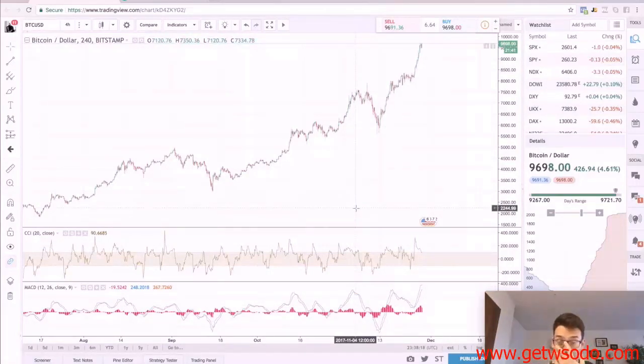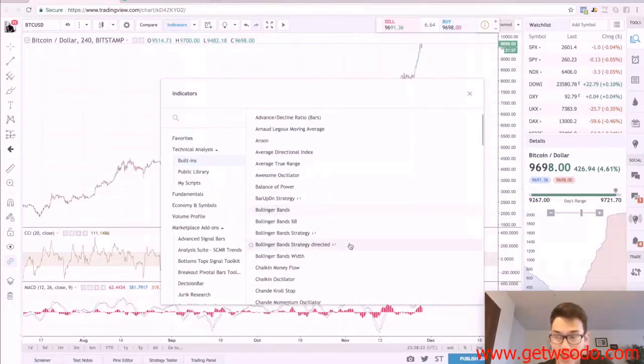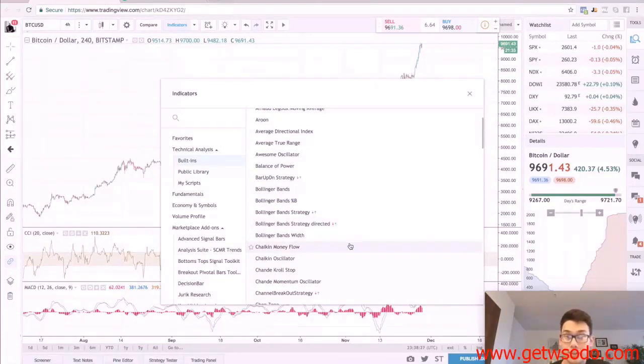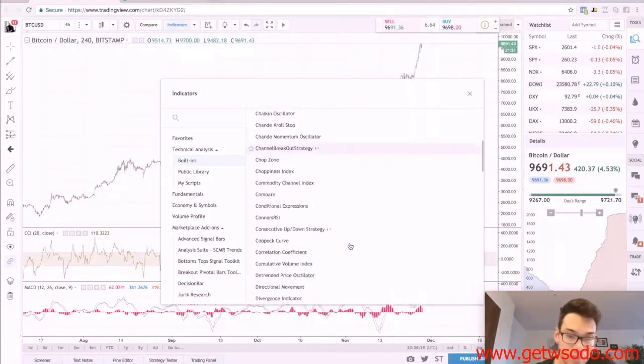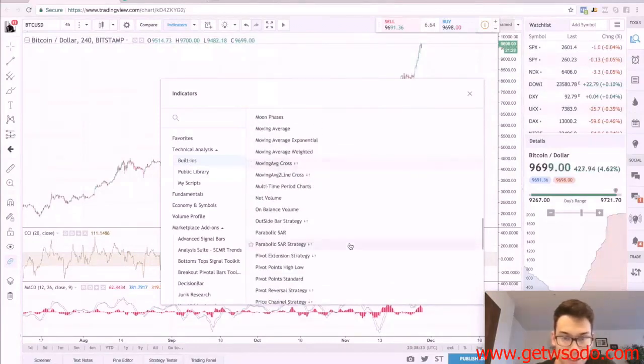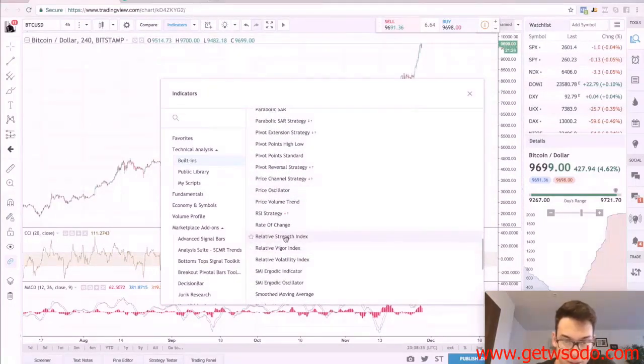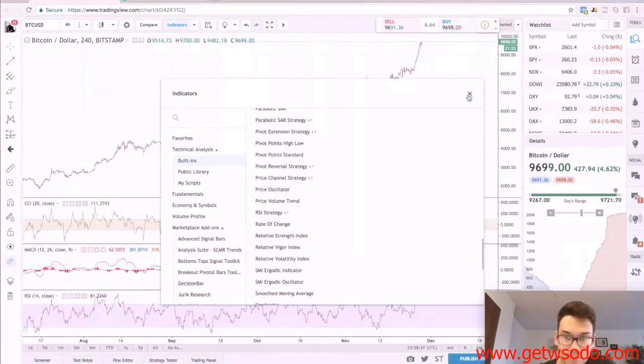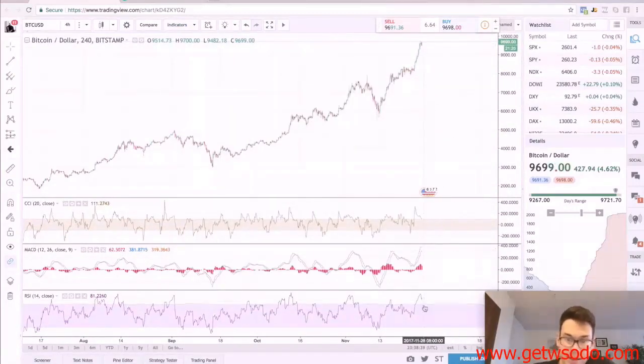I also want to show you RSI, which is the relative strength index. Okay, and this is just calculating the speed of the change in price. Okay, and RSI is also another momentum indicator. But if we go down here, we can see relative strength index, and again, it's very, very similar to the CCI.